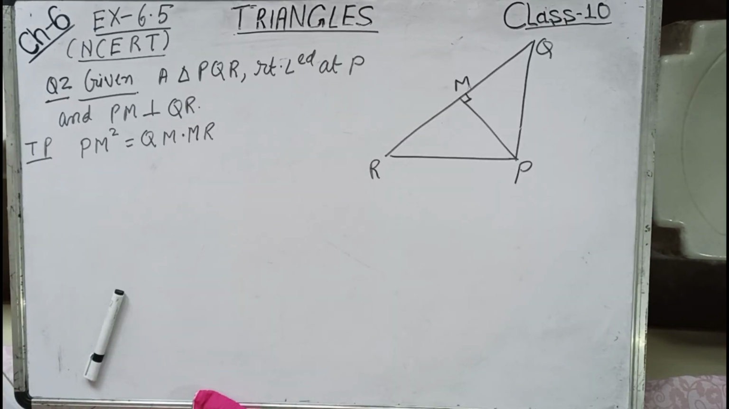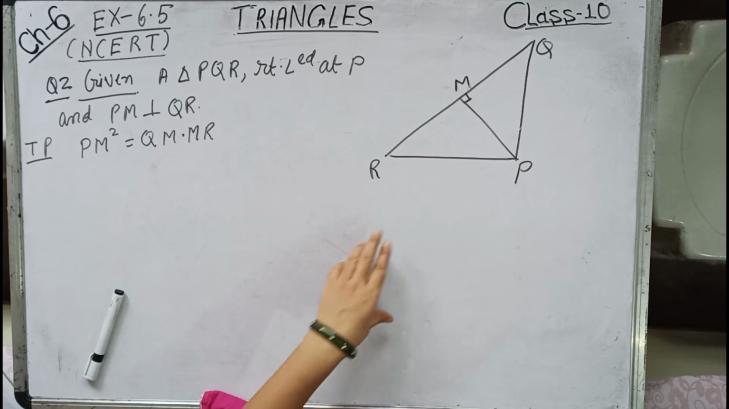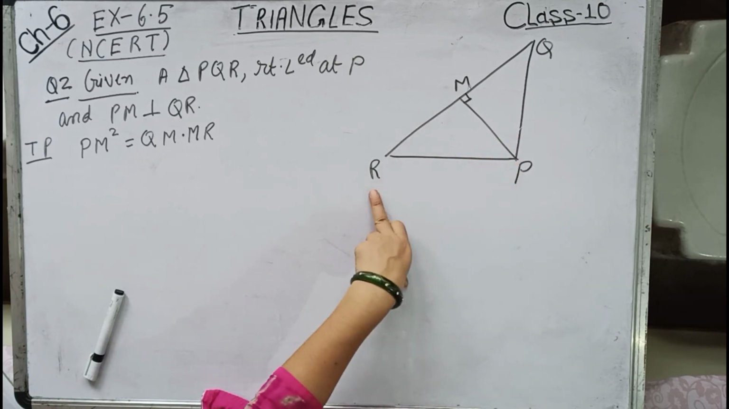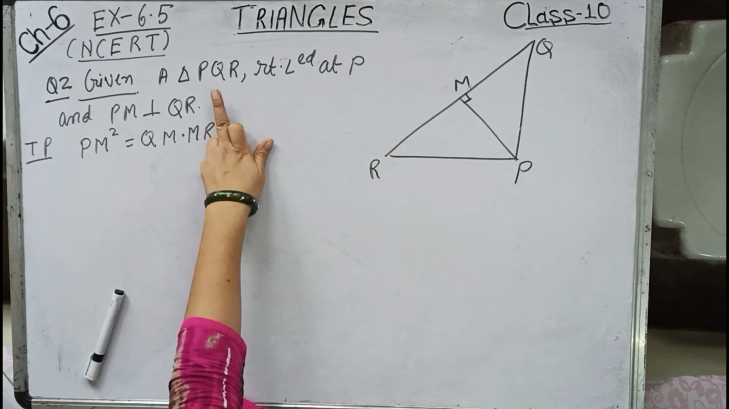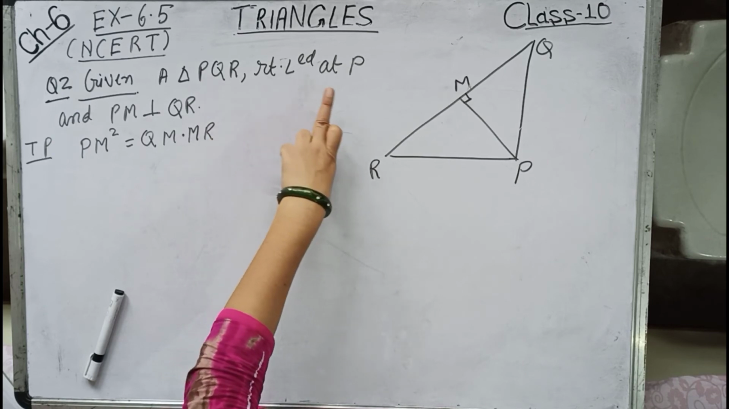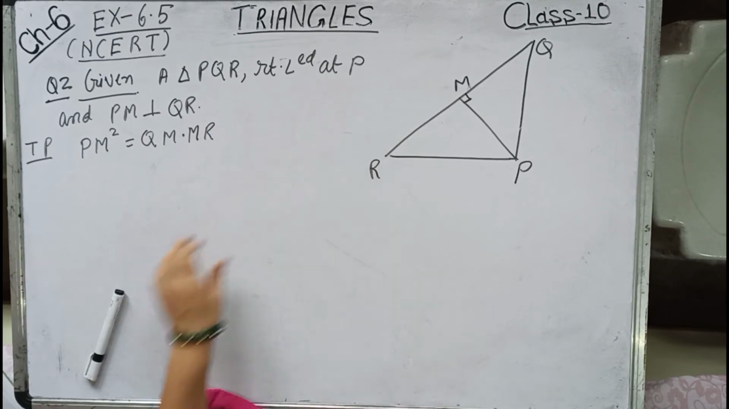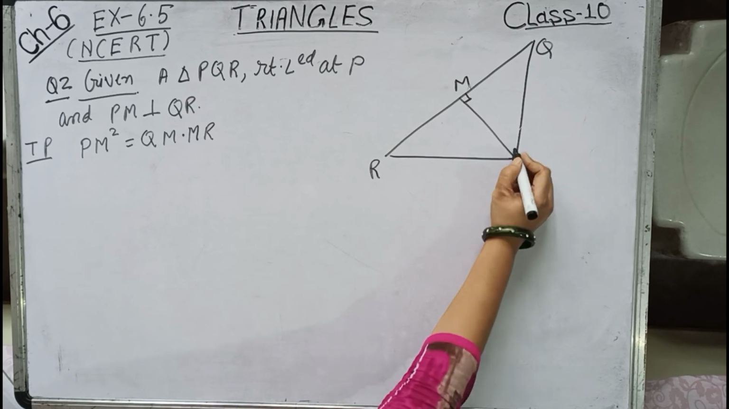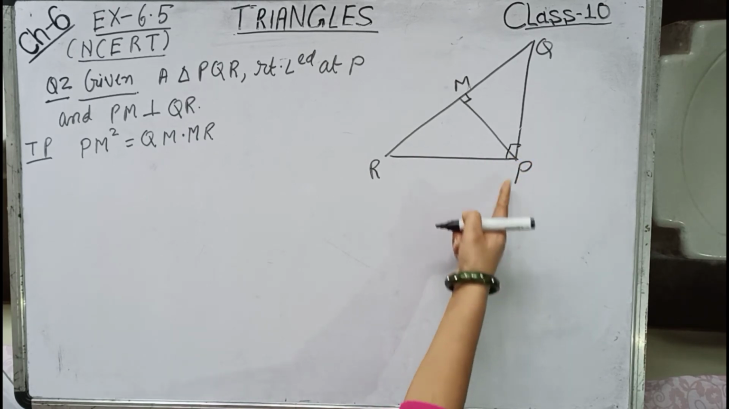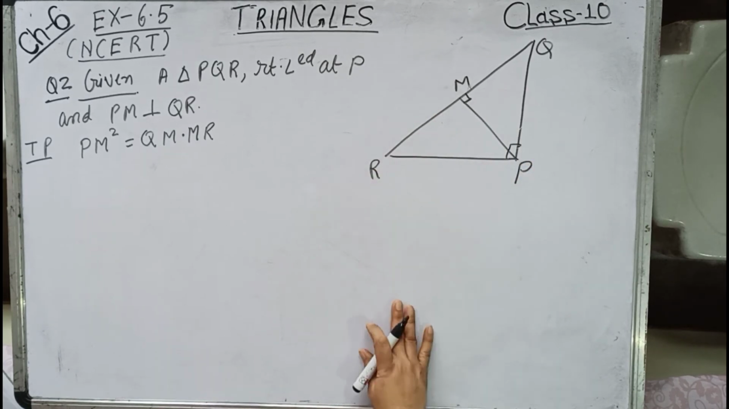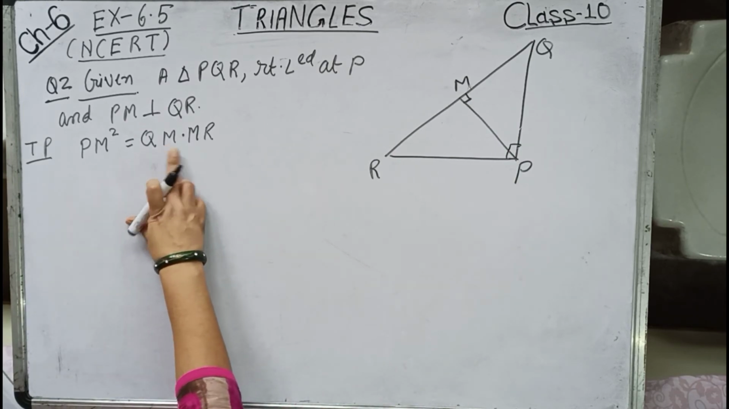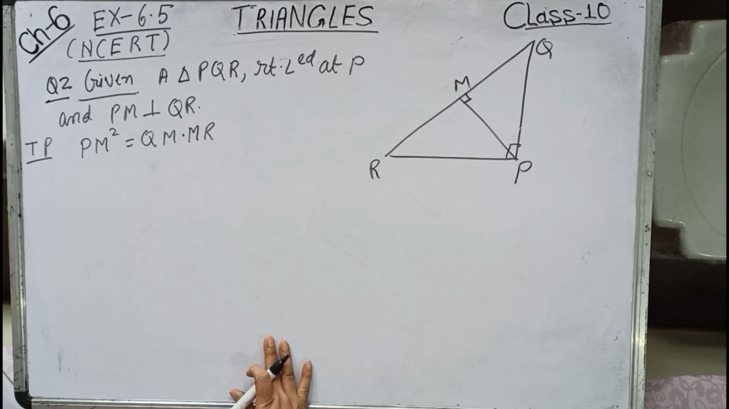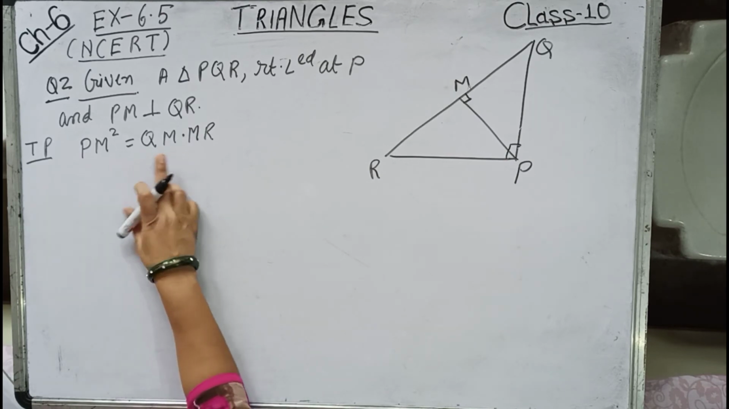Question number 2. It is given that triangle PQR is right angled at P, that is angle P is 90 degrees, and also PM is perpendicular to QR. We have to prove that PM square equals QM into MR. Now you see what we have to prove.